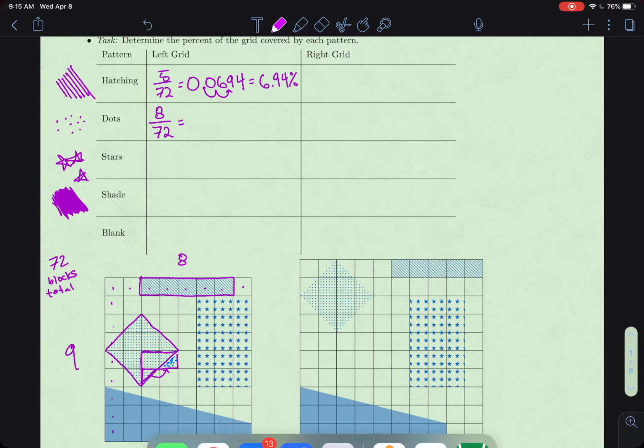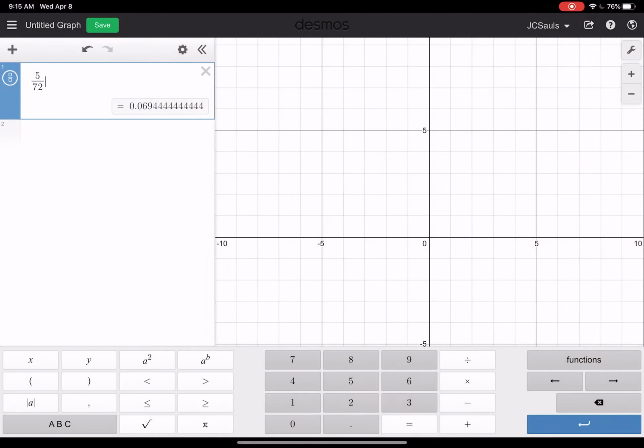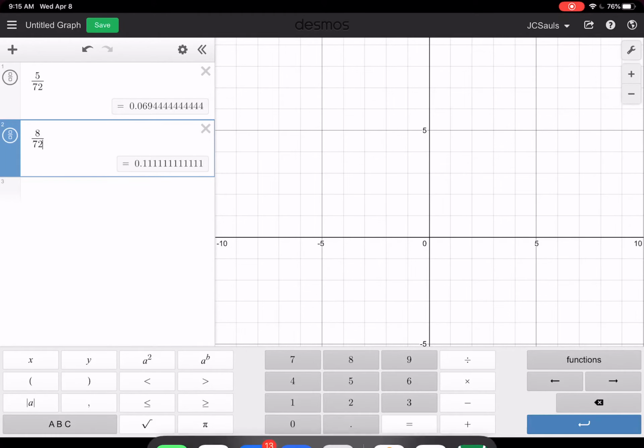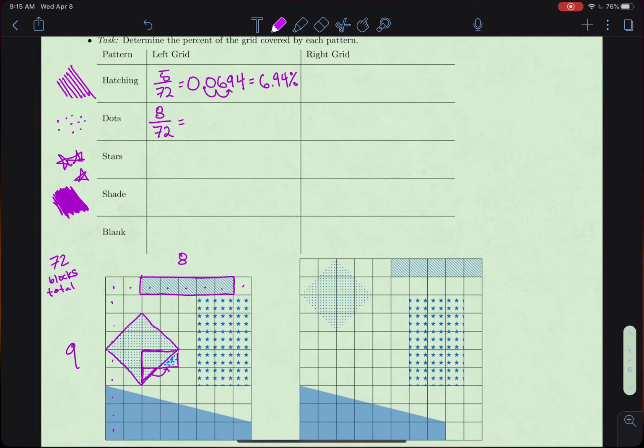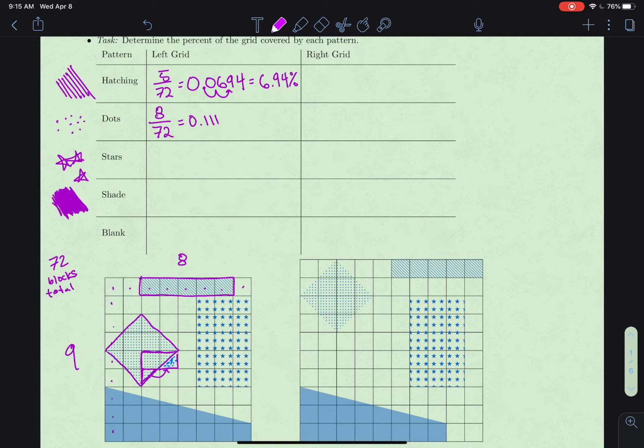And we'll just go to our calculator. 0.1111111. If that surprises you a bit, note that 8 out of 72 can be written as 1 out of 9. And then maybe that's more familiar to you. To write that as a percent, you move the decimal place over twice.